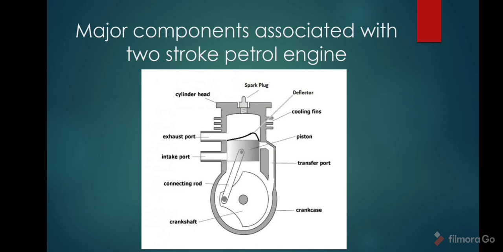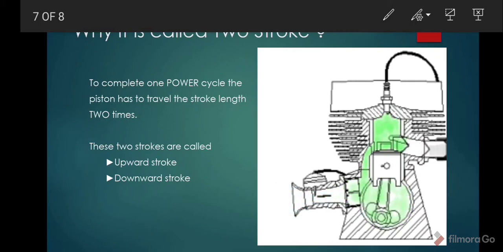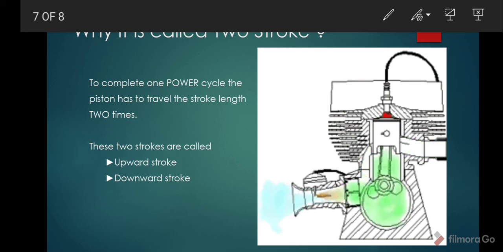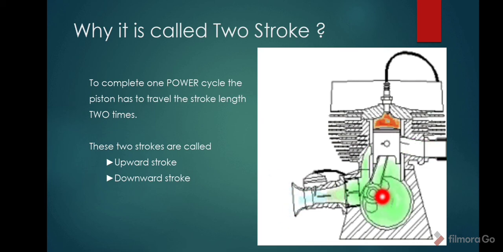Now let's see why it is called two-stroke petrol engine and how it actually works. It is called two-stroke because to complete one power cycle, the piston has to travel its stroke length 2 times. These strokes are known as upward stroke and downward stroke. During the upward stroke, fresh air-fuel mixture comes inside the crankcase. At the same time, during upward stroke, fresh air-fuel mixture is compressed in the combustion chamber.